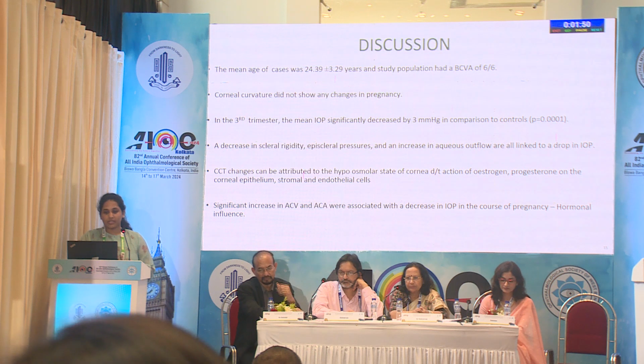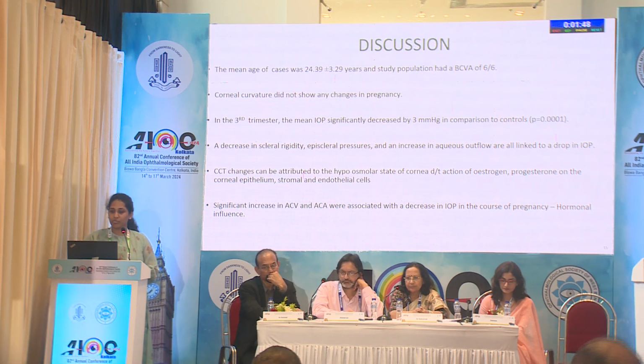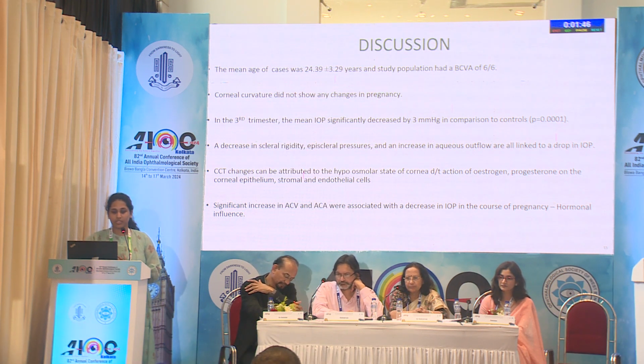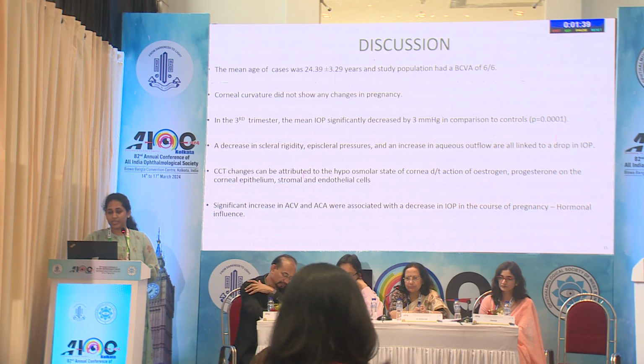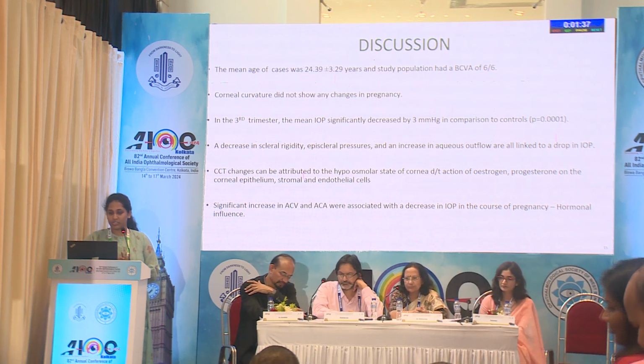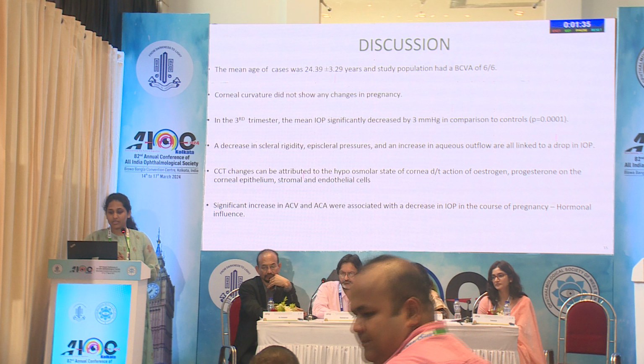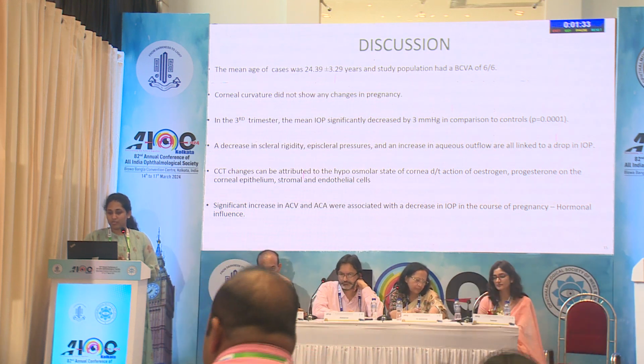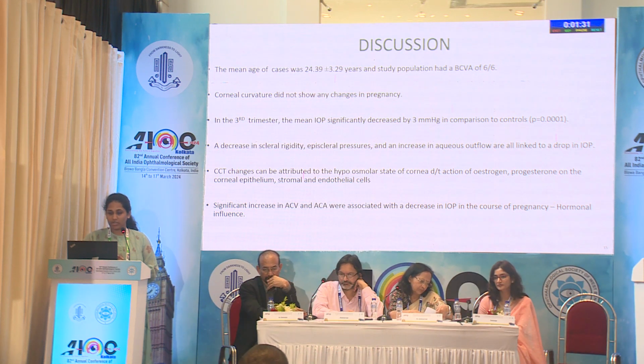The mean age of cases was 24 years and the study population had a BCVA of 6/6. The corneal curvature did not show any changes in pregnancy, and the mean IOP has significantly decreased by 3 mmHg, which can be due to decrease in scleral rigidity, episcleral pressure, and also an increase in aqueous outflow. The corneal thickness changes can be attributed to the hypoosmolar state of cornea due to action of estrogen and progesterone on the corneal epithelium, stroma, and endothelial cells.